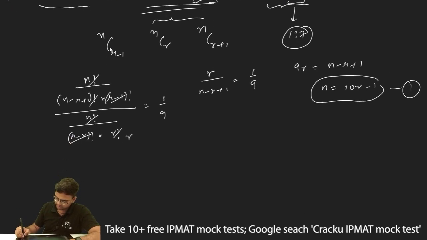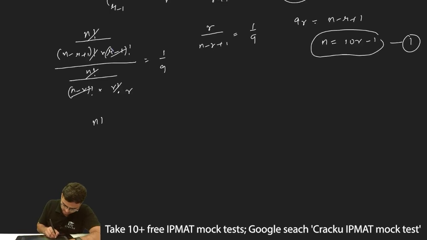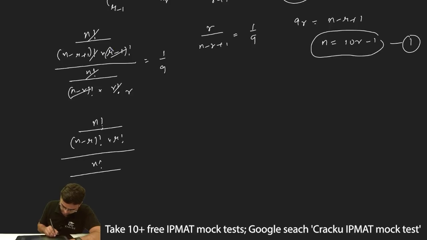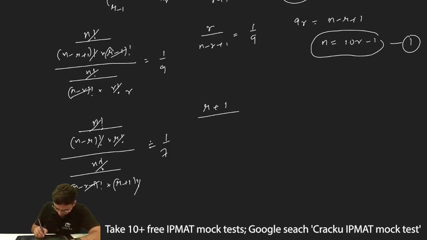Thus, if I compare the second and the third coefficients, this will be n factorial upon n minus r factorial into r factorial, divided by n factorial upon n minus r minus 1 factorial into r plus 1 factorial, which is nCr to nCr plus 1, and this is 1 upon 7. So n factorial gets cancelled. This will be n minus r, and this will be r plus 1. So I can write r plus 1 upon n minus r equal to 1 upon 7, or I can write 7r plus 7 is equal to n minus r, or 8r plus 7 is equal to n.